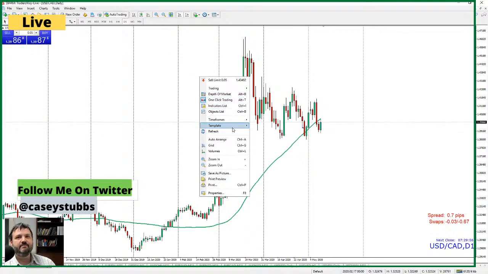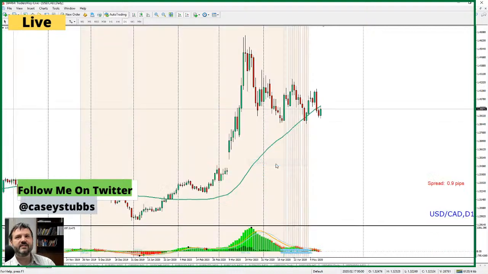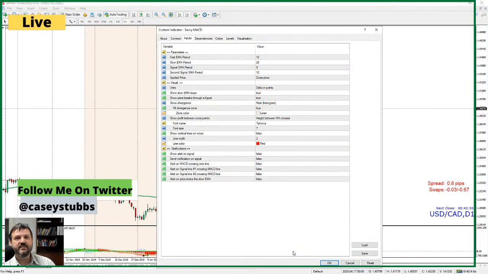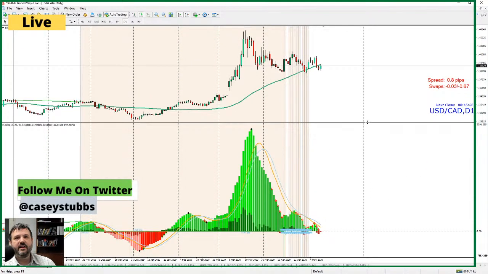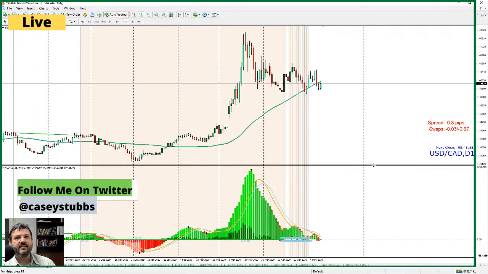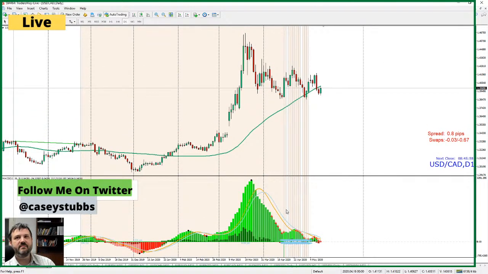Let's put this and take a look at this. USD CAD on a daily. If we look, this is on an uptrend, but it's very similar. If we look at this on a daily, you can see that the MACD has been moving down, and now it's about ready to cross. And so right now we're also in a range here.